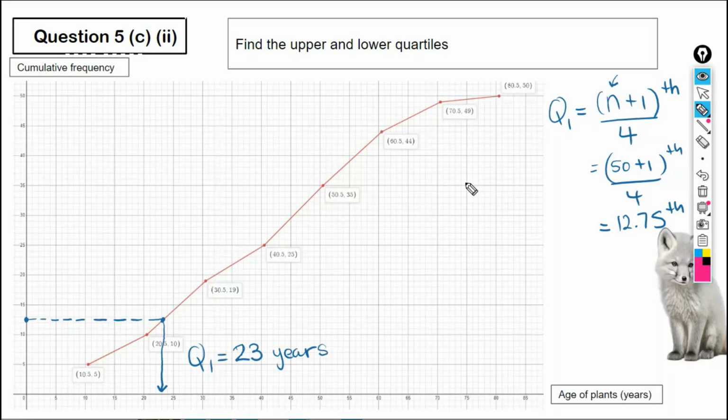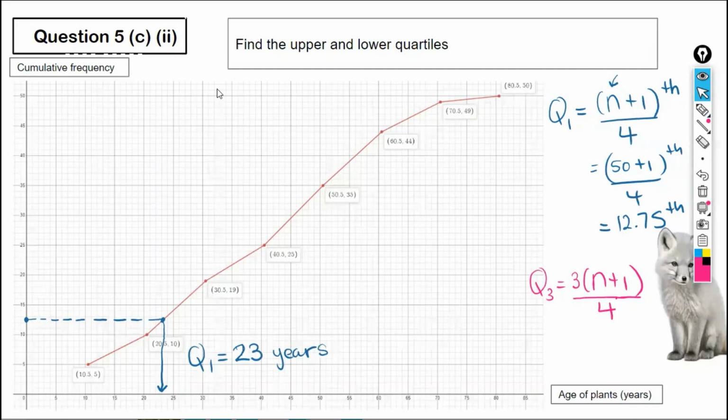To find the upper quartile, which we usually call Q3, we say n plus 1 again, but we multiply it by 3 and divide it by 4. Replace the n with 50 again. So you say 50 plus 1, which is 51, multiplied by 3, and then divide it by 4. And whatever we get, we repeat the procedure. We go to the y-axis, find that value, go across, and whatever it falls on is Q3, or your upper quartile.